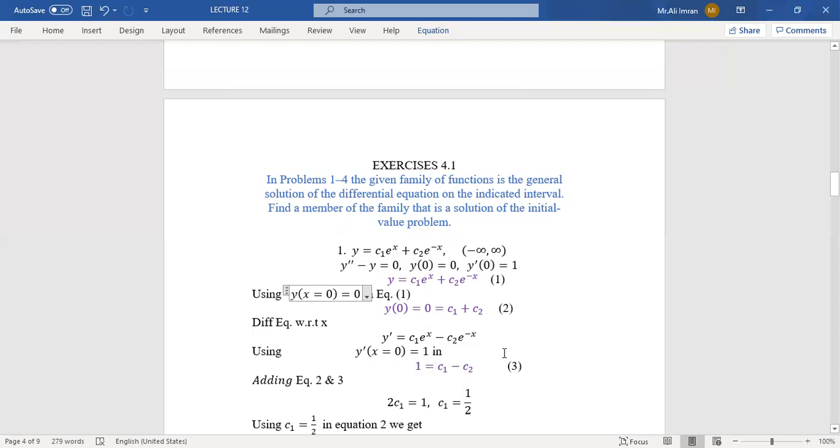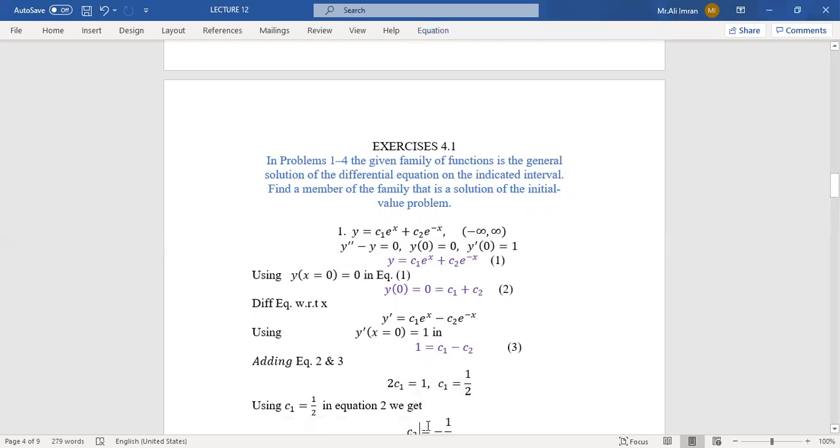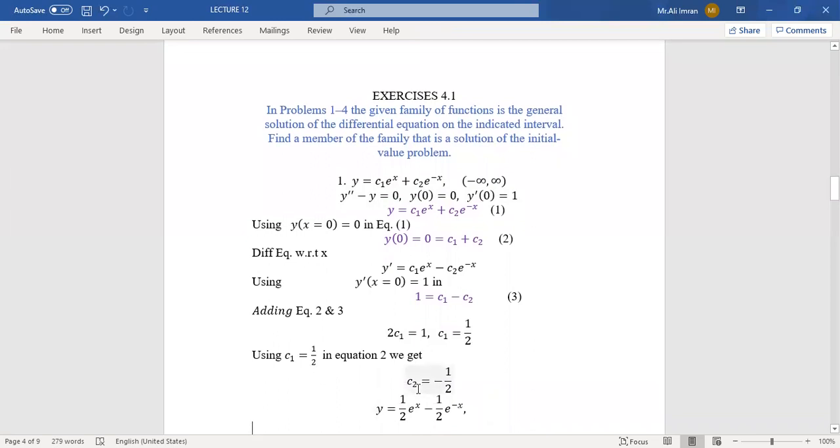Solving 2 and 3 to find the values of c1 and c2, we will have c1 is equal to 1 by 2. To find the value of c2, we can use the value of c1 in equation number 3 or 2. I have used equation number 2. Using the value of c1 in equation number 2, we will have the value of c2 is equal to minus 1 by 2.